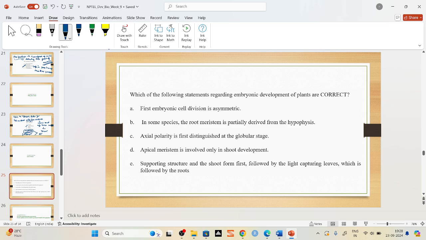1 more minute left. It's 7:28 now. 30 seconds left.